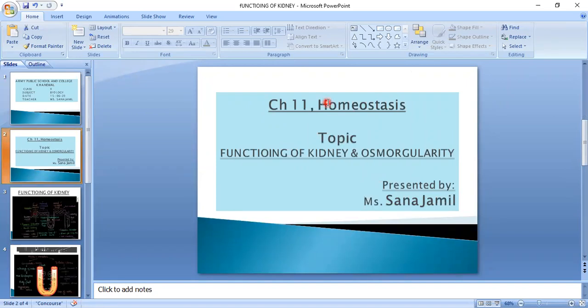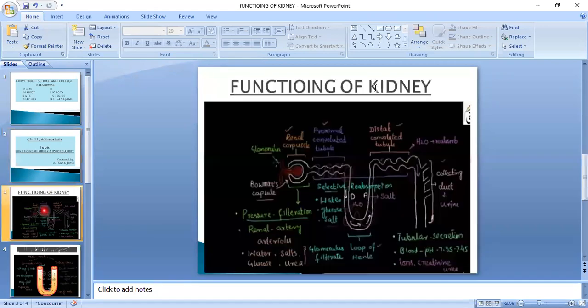Okay, our continued chapter is homeostasis, that is chapter number 1, and the topic that we are going to discuss today is the functioning of the kidney and the osmoregulatory function of the kidney. Let's come towards the functioning of the kidney.